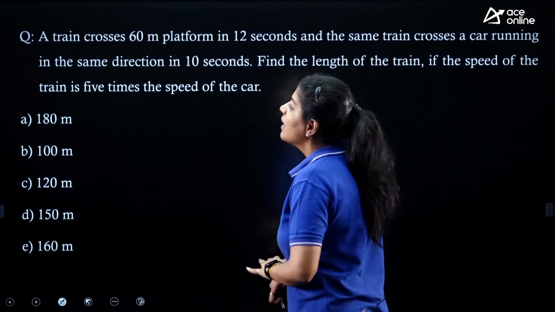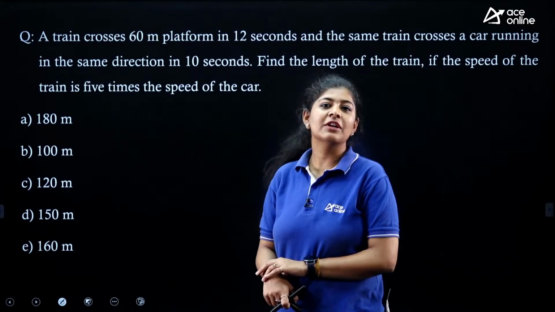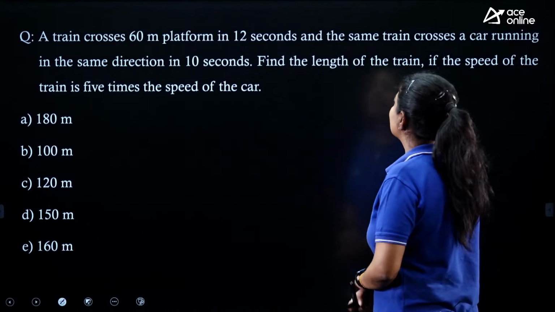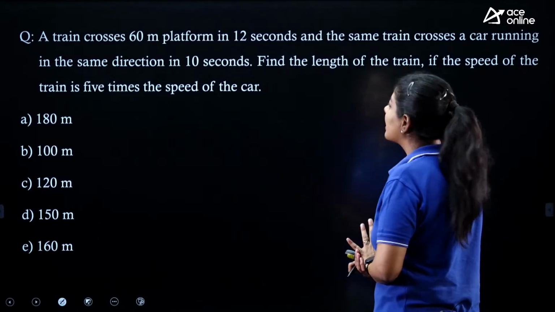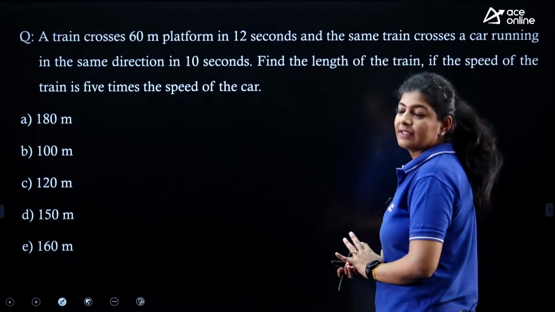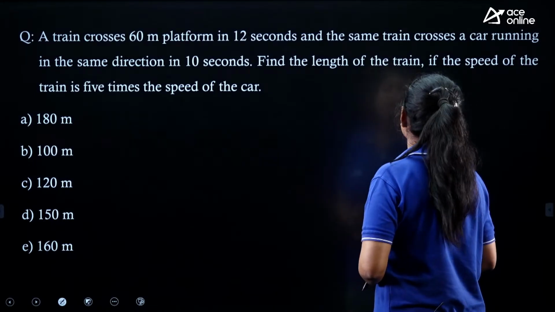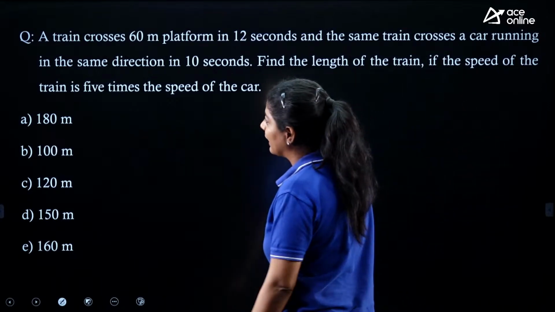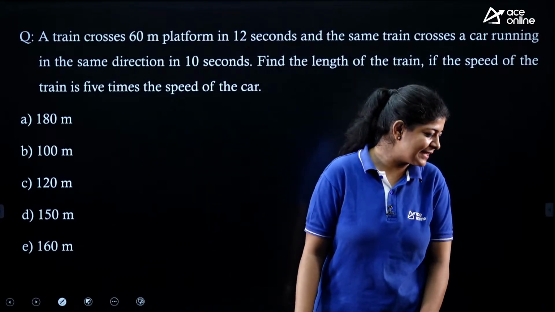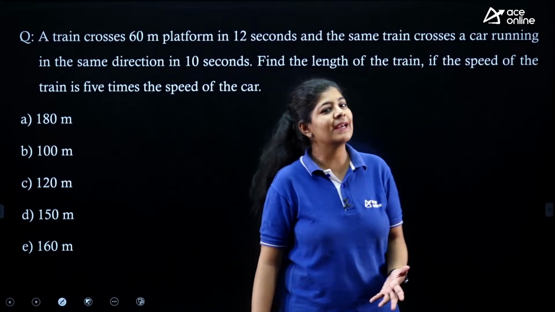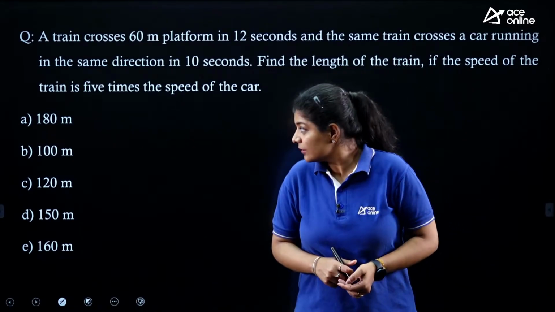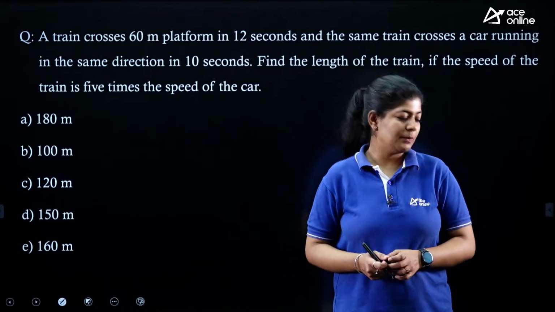The question is saying that a train crosses a 60-meter platform in 12 seconds and the same train crosses a car running in the same direction in 10 seconds. Find the length of the train if the speed of the train is 5 times the speed of the car. This question is a very basic and easy one. I guess everyone can easily solve this, and just let me know what answer you people are getting.